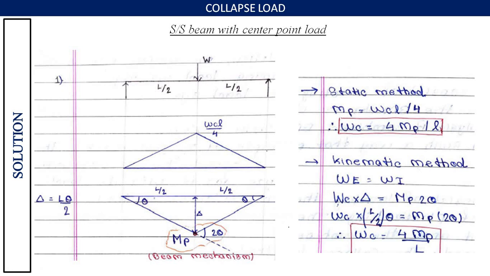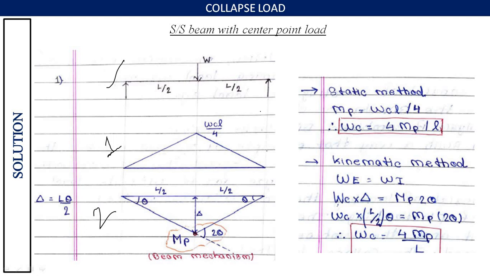The first beam we will see is the simply supported beam with a center point load. Here the figure shows the simply supported beam with a point load of W, and the right side distance is L by 2 and the left side distance is L by 2. So the first figure is for the static method and the second figure is for the kinematic method. First, we will see the static method.